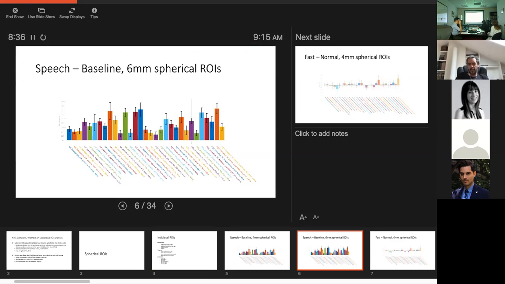Is 6 millimeter the radius or the diameter of these spherical ROIs? It's the radius, yeah. Oh, so it's something like 12 millimeters. So if you're smoothing by something like 8 millimeter full width half maximum, that's effectively increasing the effective size of the ROI by, I don't know, 50%. So perhaps it might be too much, I don't know.